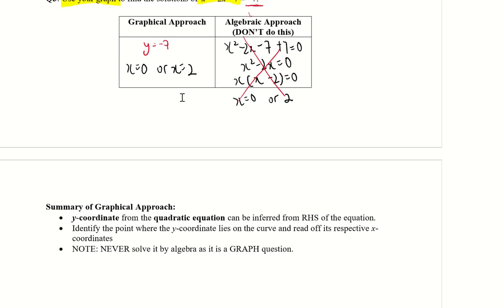Alright, summary of the graphical approach. We look for the y coordinate from the right hand side of the quadratic equation. Identify the points where the y coordinate lies on the curve and read off the respective x coordinates. Important: never solve it by algebra as it is a graph question. Okay, that's it. All the best.